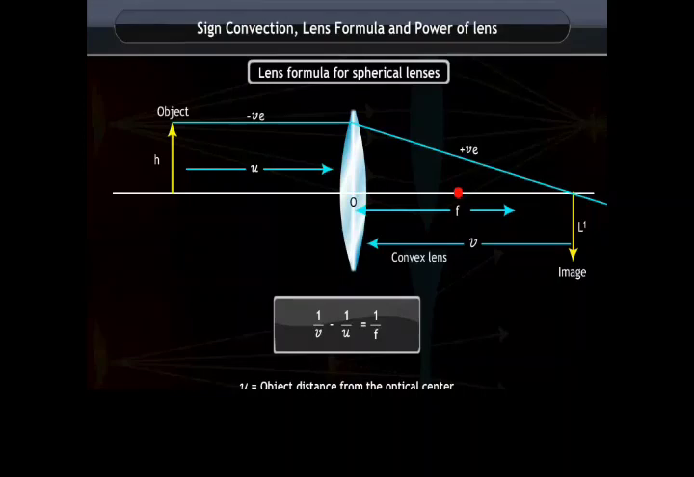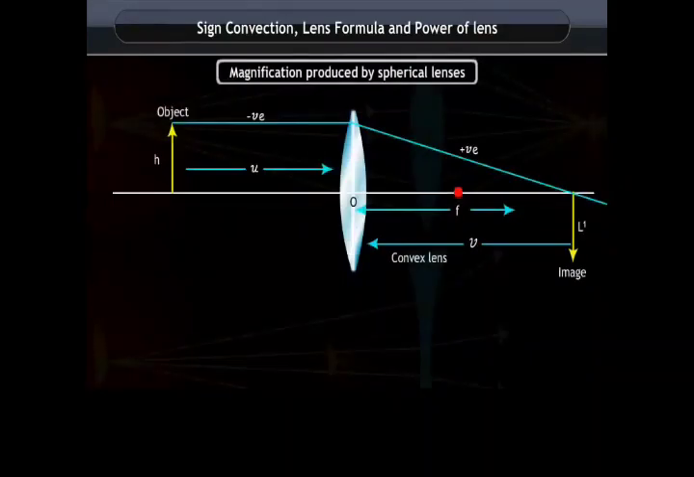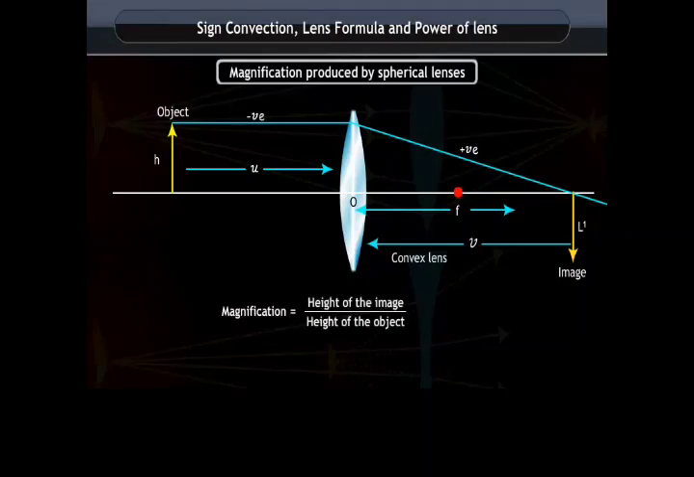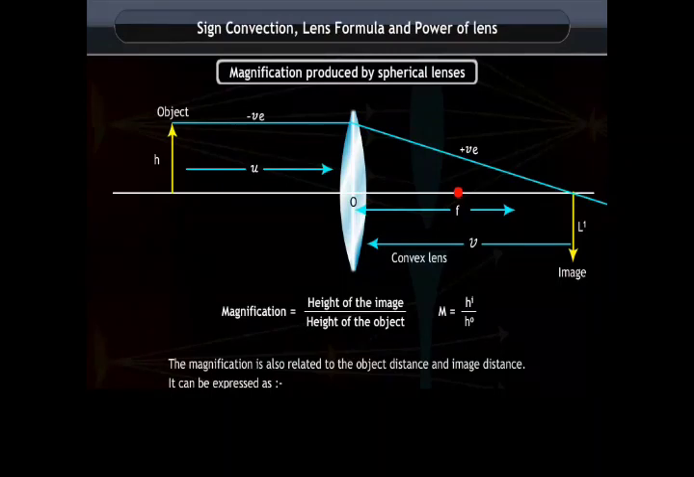The lens formula is expressed as 1/v minus 1/u equals 1/f. Magnification for a spherical lens is the ratio of the height of the image to the height of the object. The magnification is also related to the object distance and image distance. It can be expressed as h2/h1 equals v/u. Power of a lens.